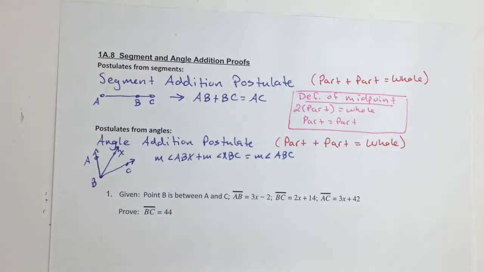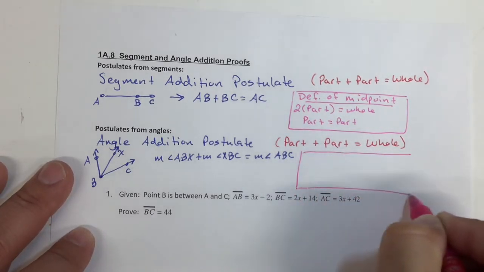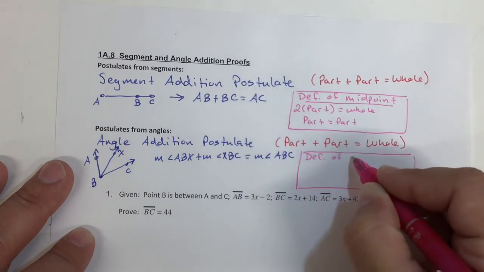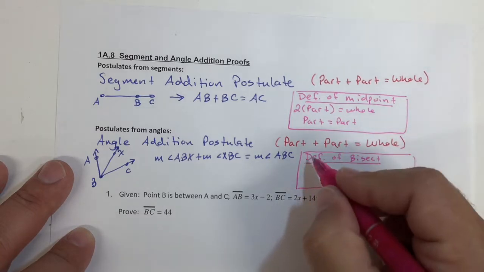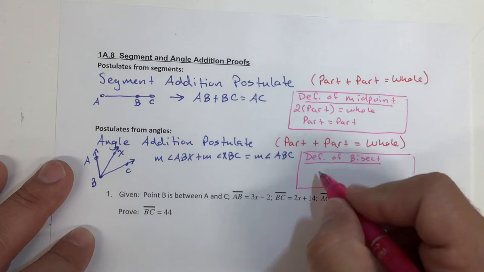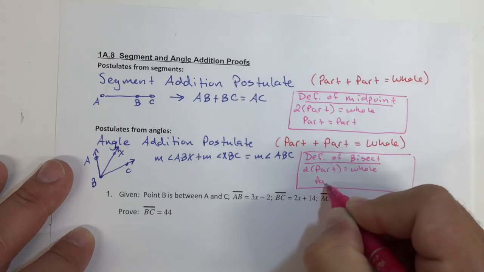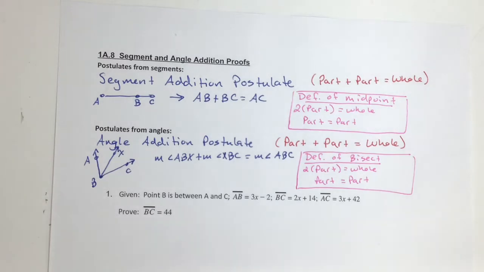But we do have another term I want us to put here, another definition, not a postulate, that we want to use. That's the definition of the word bisect. Again, that's 2 times part equals whole, or part equals part for angles. Make sure you have those written down. Other than that, in this lesson, we're just using content from previous lessons.